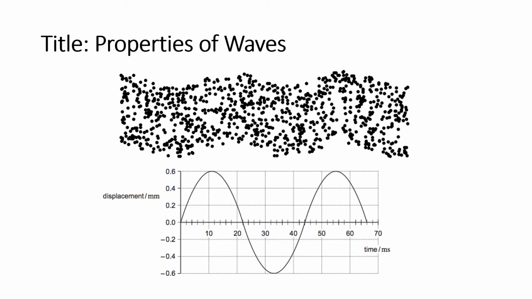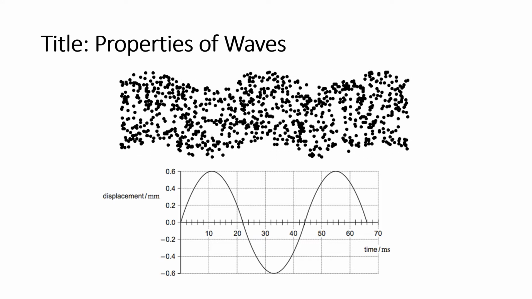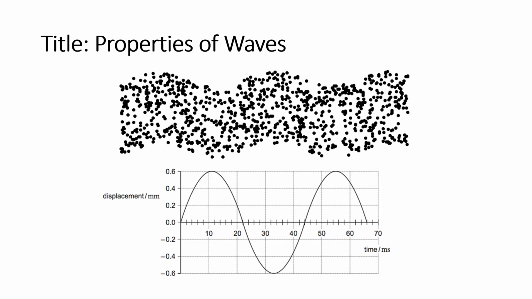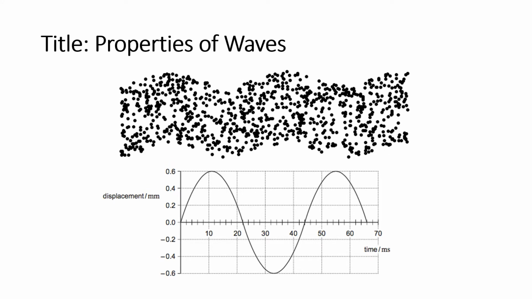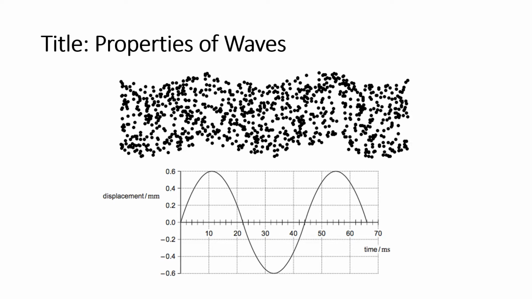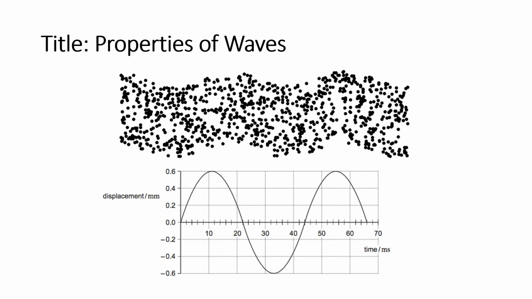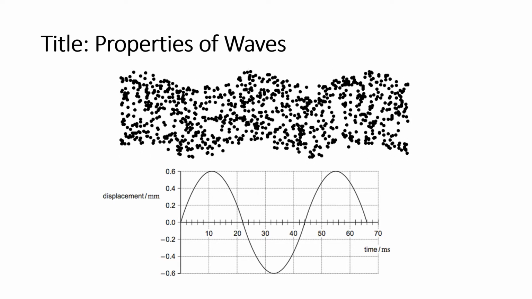Hello, today we're going to be discussing the properties of waves. We're going to start by talking about what a progressive wave is, and then move on to talking about the two types of progressive wave, the longitudinal wave and the transverse wave. Finally, we'll talk about some of the specific properties of waves, such as amplitude, wavelength, frequency, and period.